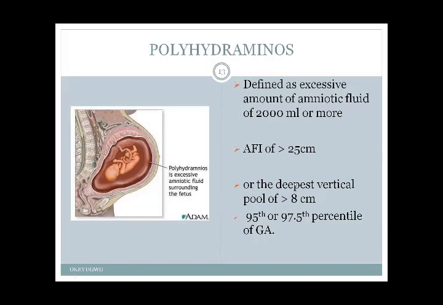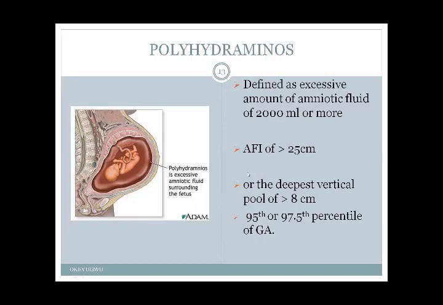What is the deepest vertical pool? This we are going to assess now. It is the 95th or 97th percentile of the gestational age. So in the textbook it is mentioned around 25. Polyhydramnios is excessive amniotic fluid surrounding the fetus. So, AFI of more than 25 centimeters.